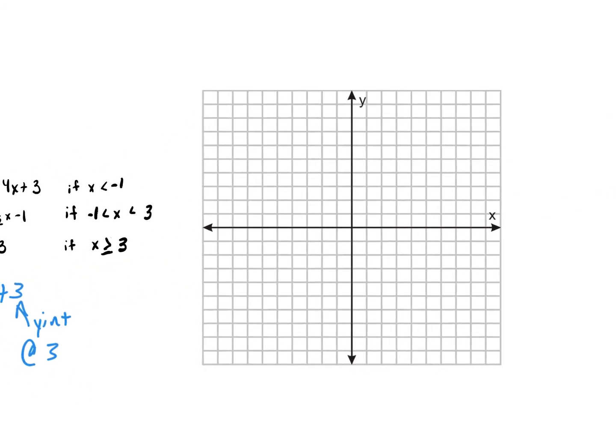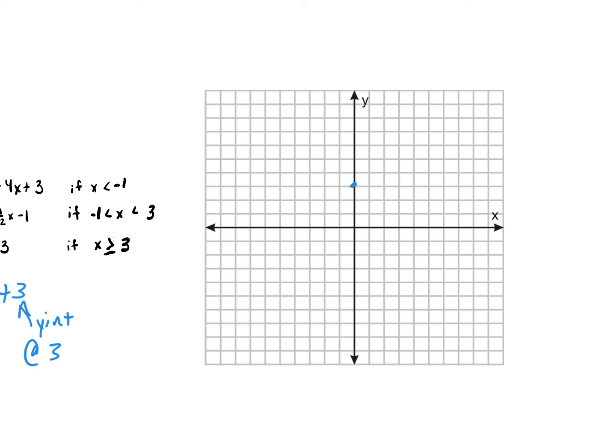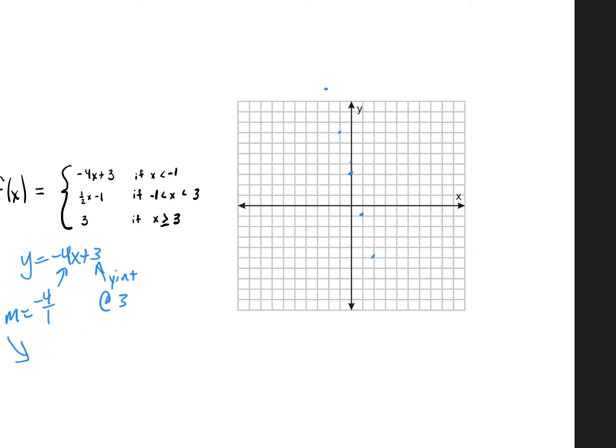So I'm going to go up here. I'm going to go up to 3. And my slope is 1, 2, 3, 4 over 1. Okay, it goes a little off the graph. No big deal. You guys can handle that.